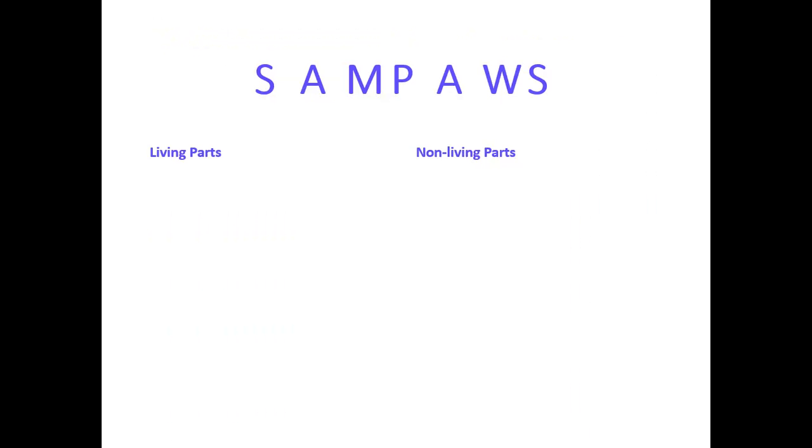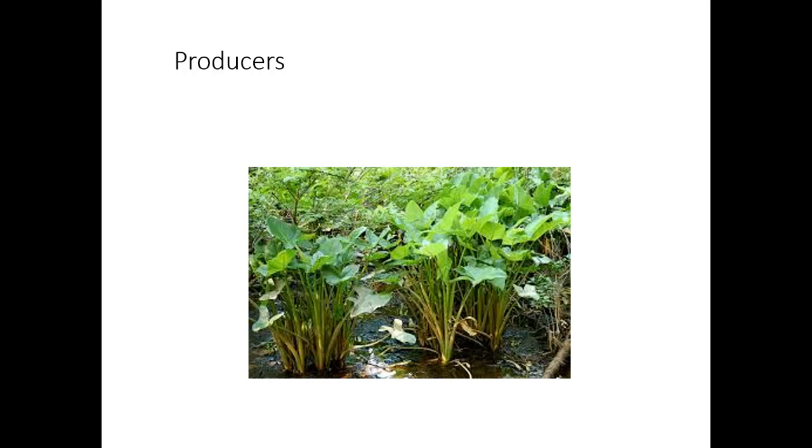I like to talk about SAMPAWS as an acronym to remember the living parts and the non-living parts of an ecosystem. So the living parts are the animals and plants. SA, sun and air. M stands for minerals. Then we have the P and the A, which is the plants and animals, and ending up with the water and the soil. Important to remember these, and a good easy way is SAMPAWS.